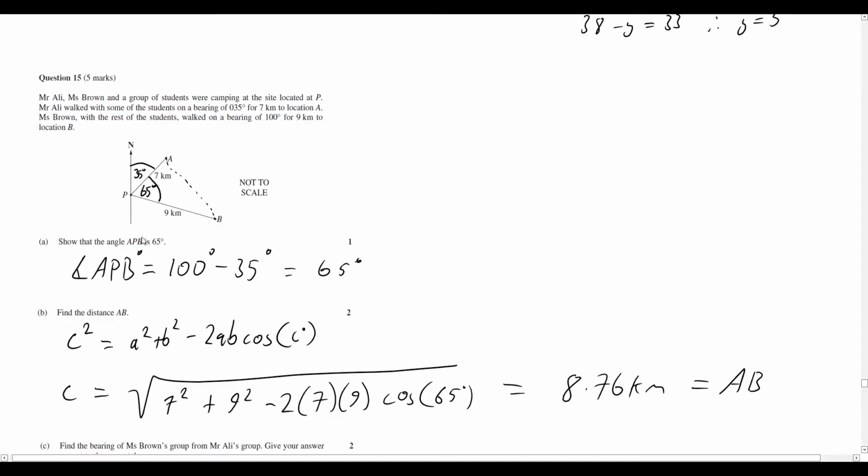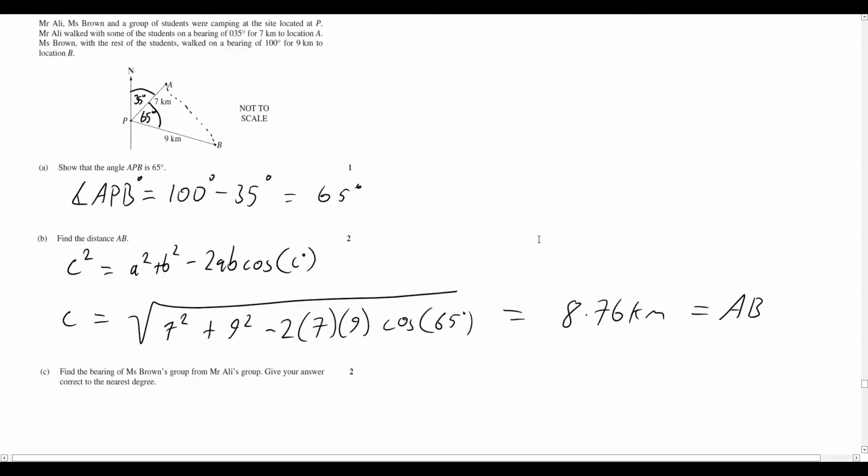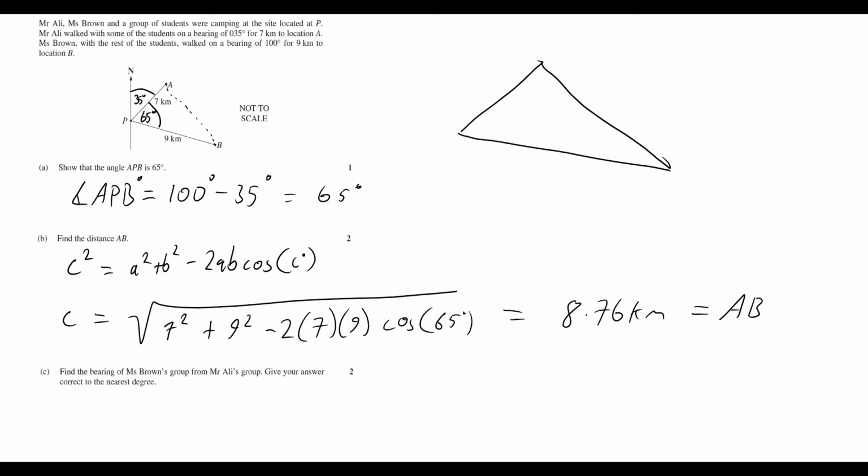Okay, now for question C. Find the bearing of Miss Brown's group from Mr. Ali's group and give your answer correct to the nearest degree. So what I might do here is I might actually just quickly redraw this out so that way we can see it in a little bit more detail as to exactly what has gone on here.